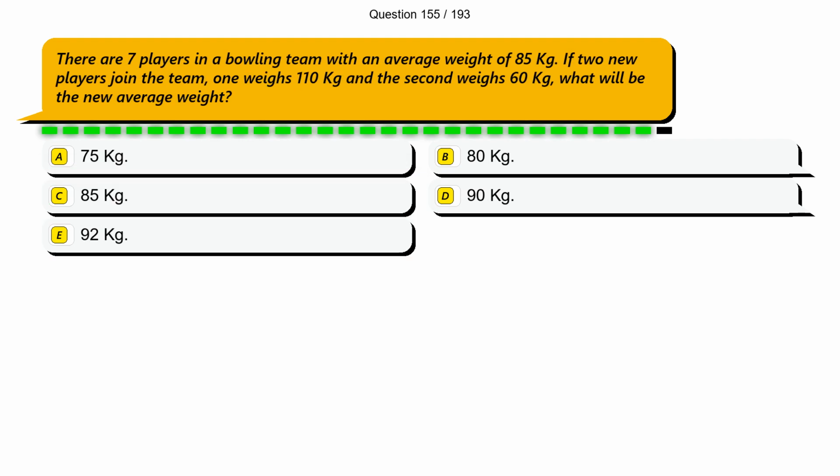Question 155. There are 7 players in a bowling team with an average weight of 85 kilograms. If 2 new players join the team, one weighs 110 kilograms and the second weighs 60 kilograms, what will be the new average weight? Option A, 75 kilograms. Option B, 80 kilograms. Option C, 85 kilograms. Option D, 90 kilograms. Option E, 92 kilograms.